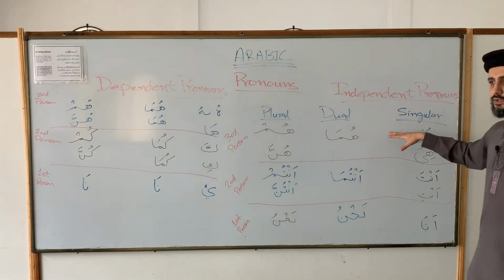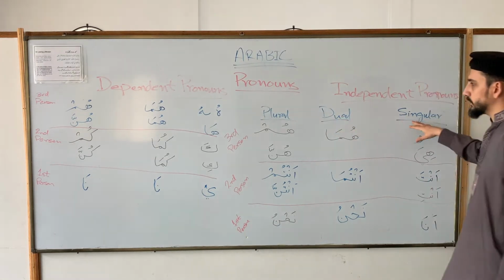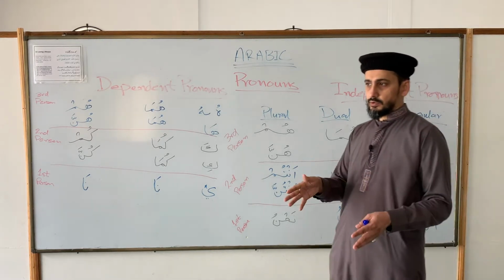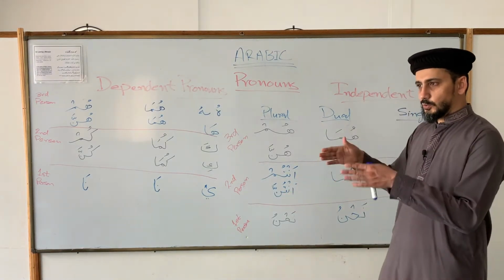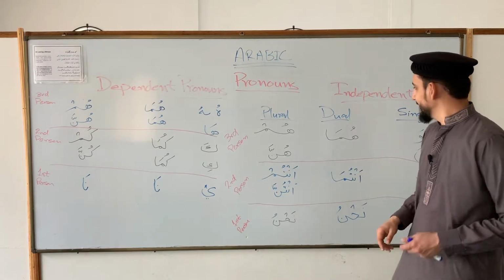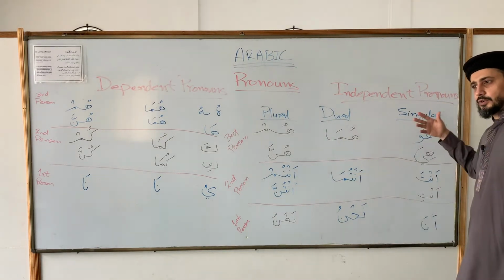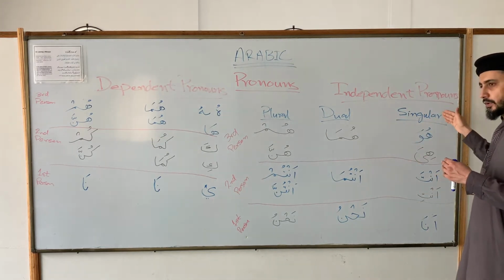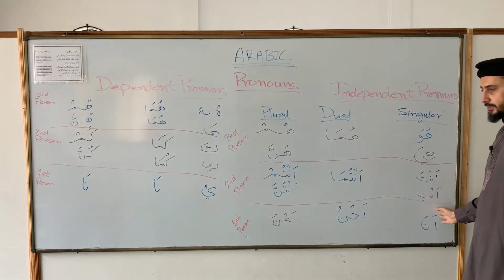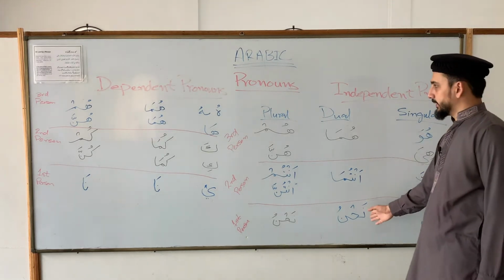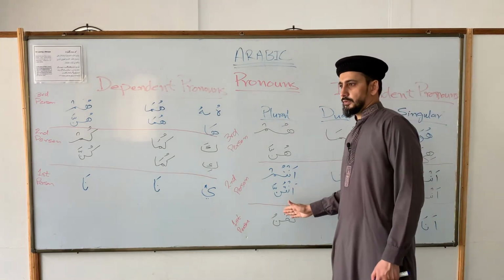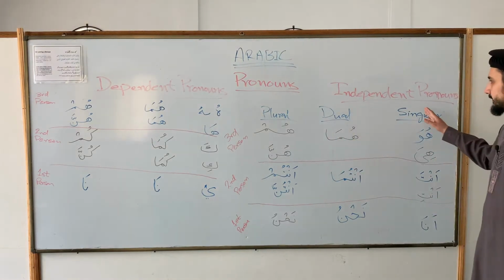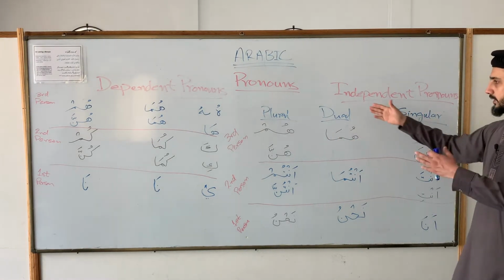But before I go into independent pronouns, I want to mention two things. One is that in Arabic it's not just singular and plural. It's singular, dual, and plural, always like that. So we have nouns or pronouns, and especially in pronouns right now, these are singular pronouns, then there are dual pronouns, then there are plural pronouns. So there are three main groups: singular, dual, and plural.